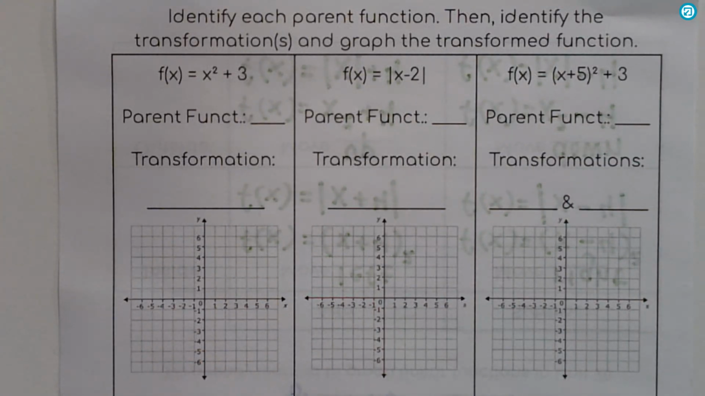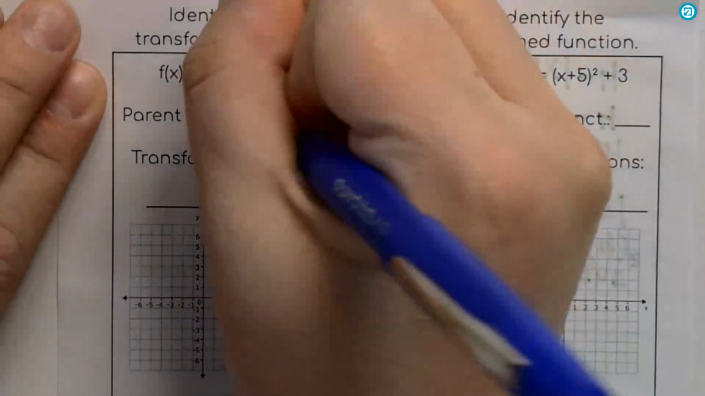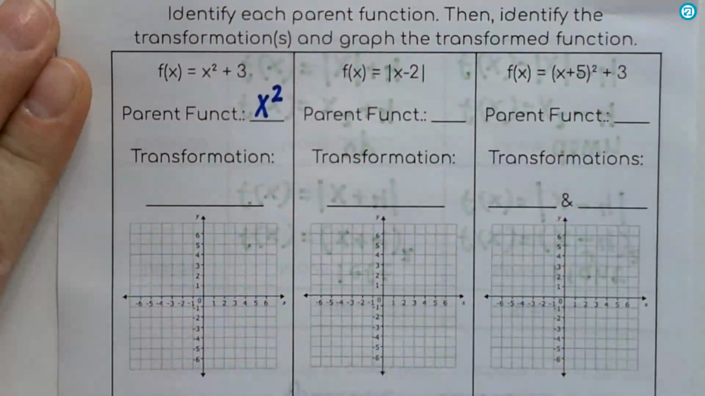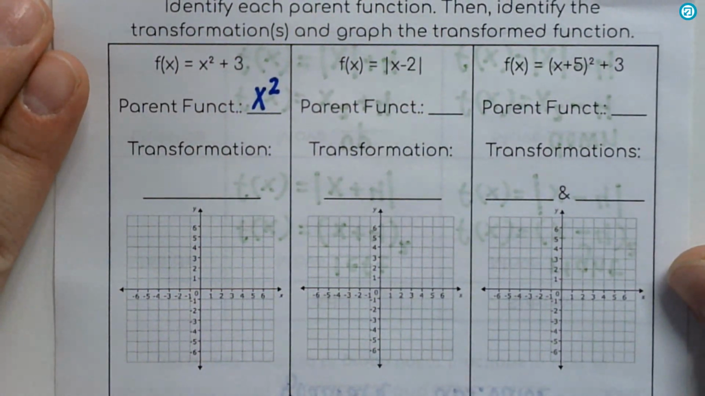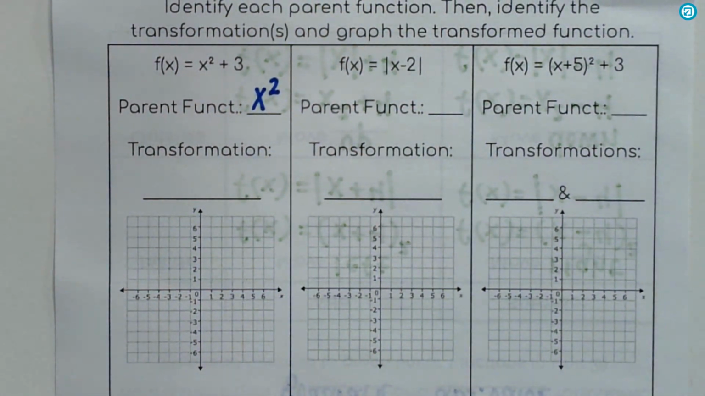So this first one here, we've got f of x equals x squared, or x squared plus 3. Our parent function is x squared. So we can just look and ignore anything we're adding or subtracting, and that's going to be your parent function.